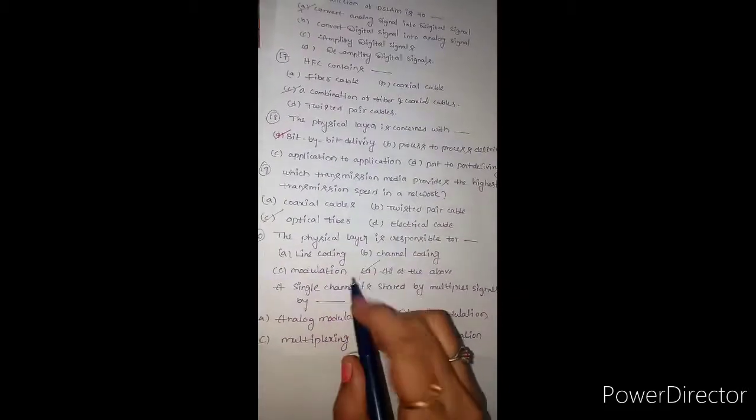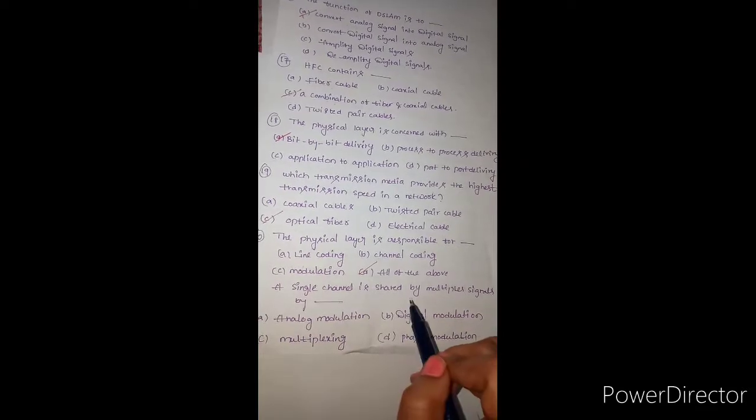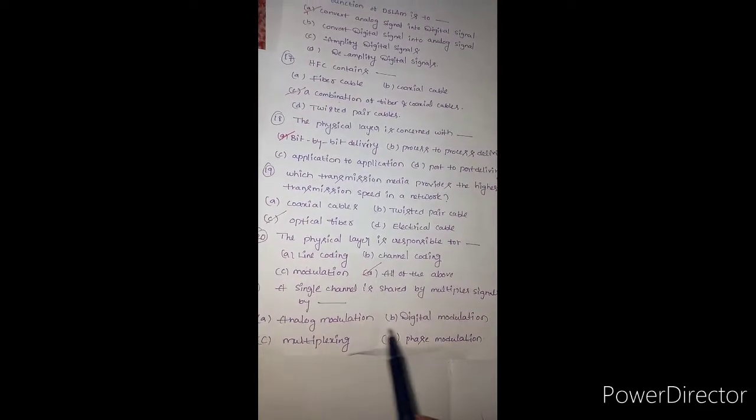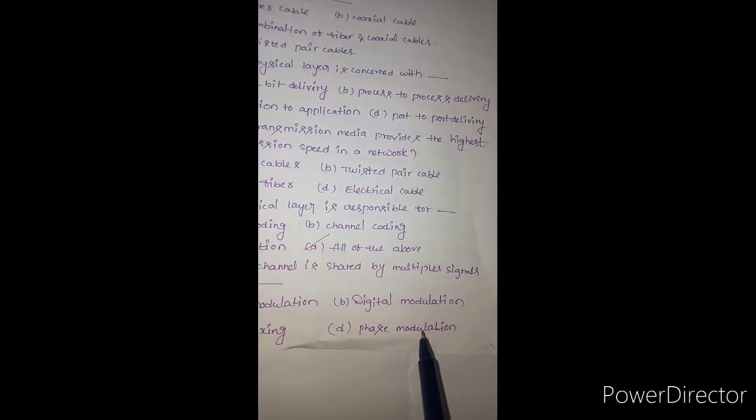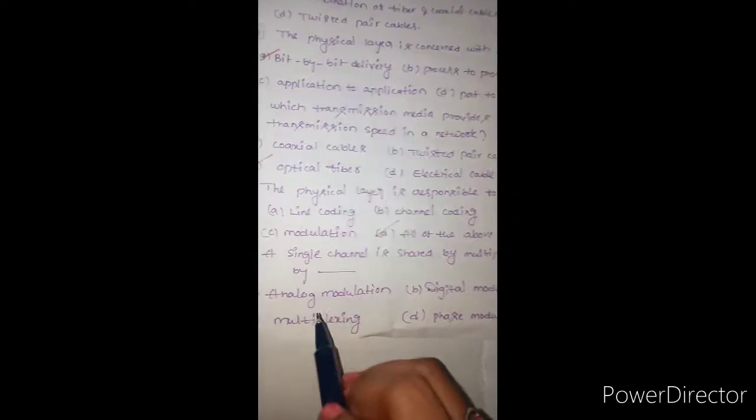Next one, a single channel is shared by multiplexed signals by dash. Option A analog modulation, option B digital modulation, option C multiplex, option D phase modulation. In communication and computer networks, the main goal is to share the resources. Resources are shared in communication by using multiplexing only. So the correct answer is option C.